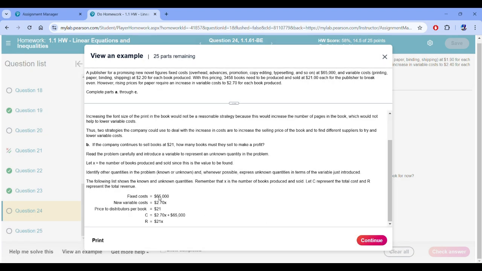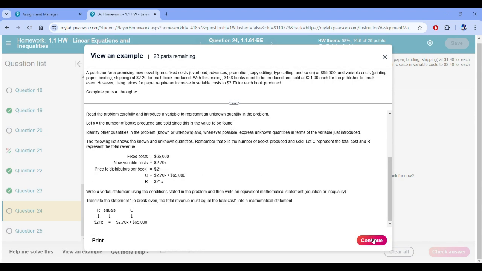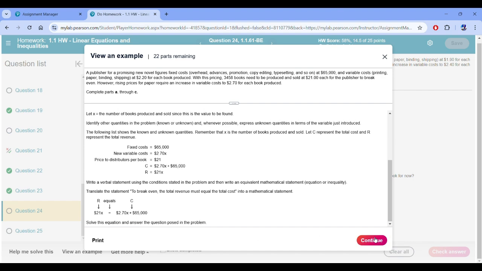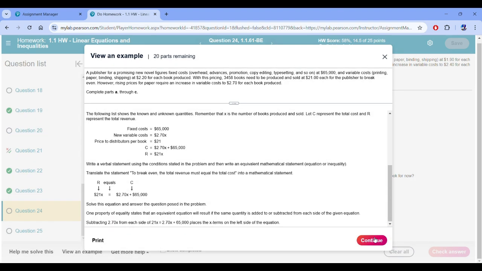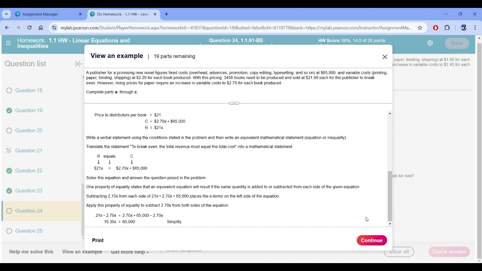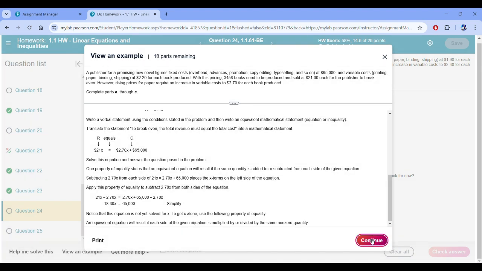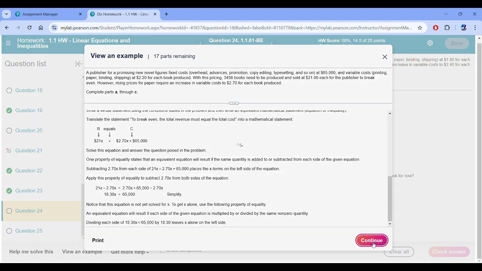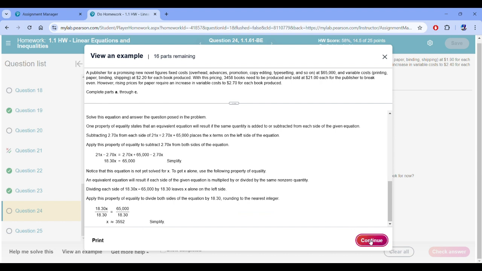Fixed costs, $65,000 for this equation. New variable costs, $2.70. Price per book, $21. So my equation for cost is 2.7x plus 65,000, and my revenue is 21x. Setting them equal to each other, then we solve the equation, and that would give us whatever it gives us in there. So now you know how much you'd have to sell for each one.